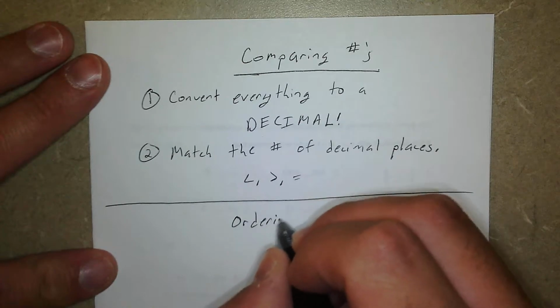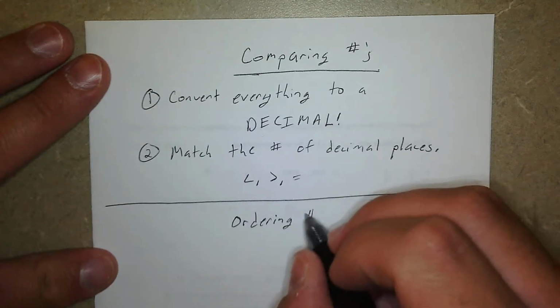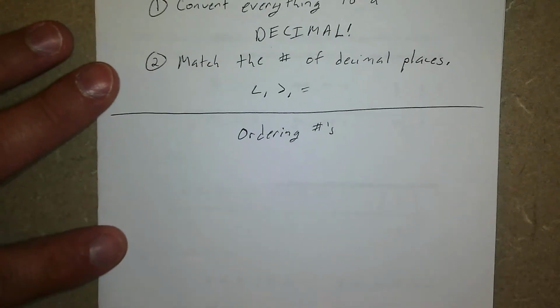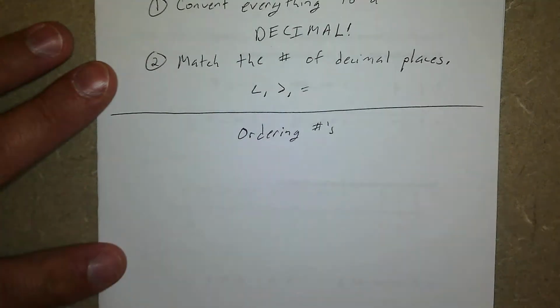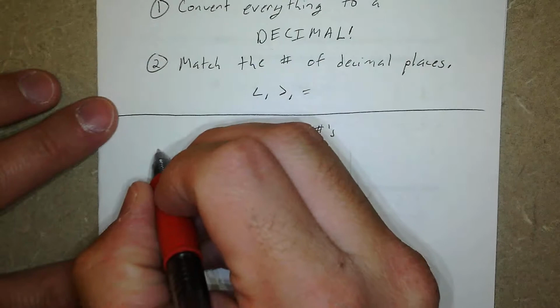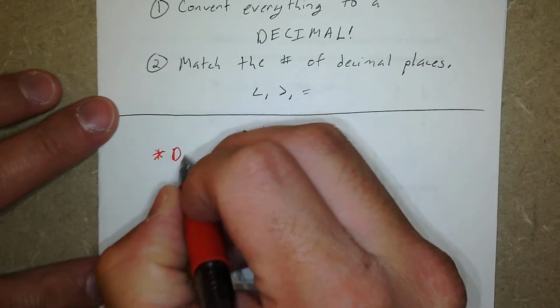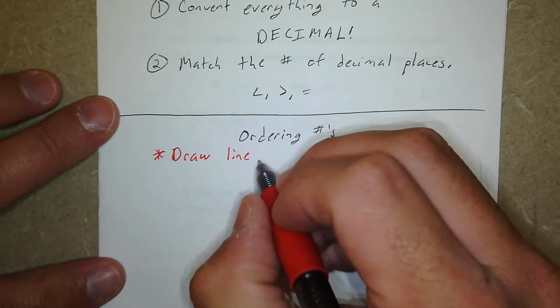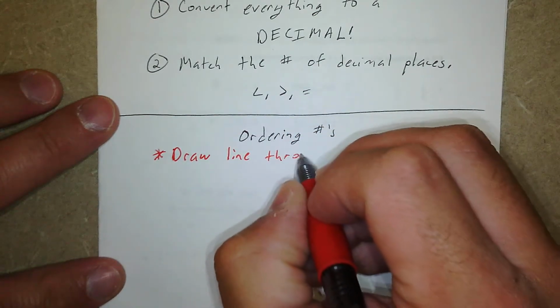Now when we're talking about ordering numbers, this is what they'll do. They'll give you a list of numbers, with commas separating them. And then what you have to do is put them in order from either least to greatest or greatest to least. So the first thing you need to do is draw a line through the commas. This way you can separate out the numbers, and it'll make it easier for you to differentiate between them.